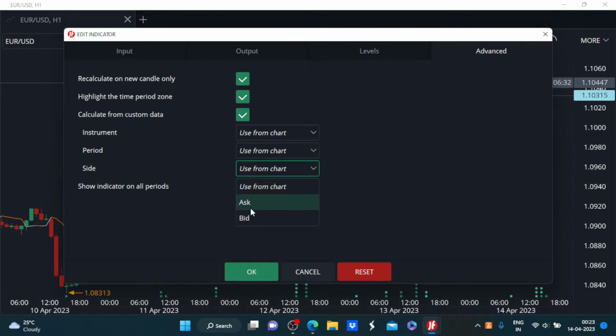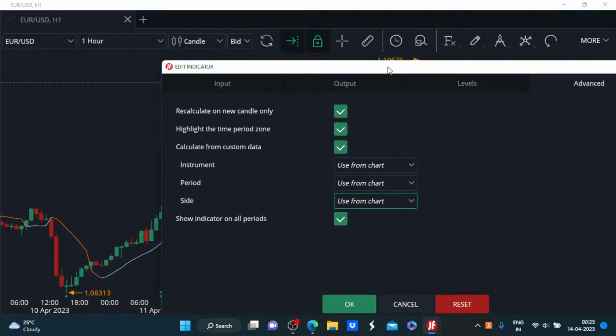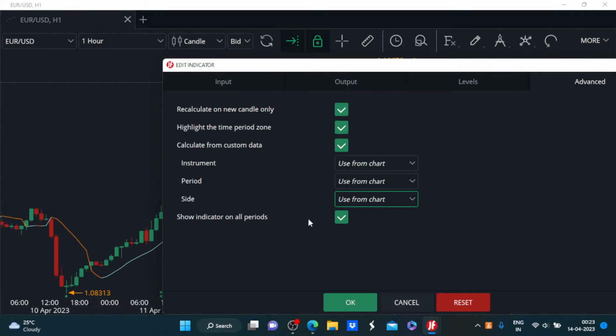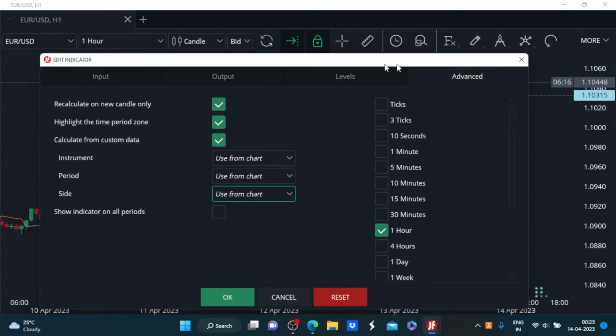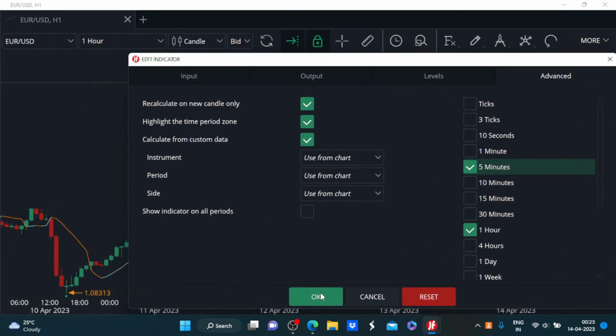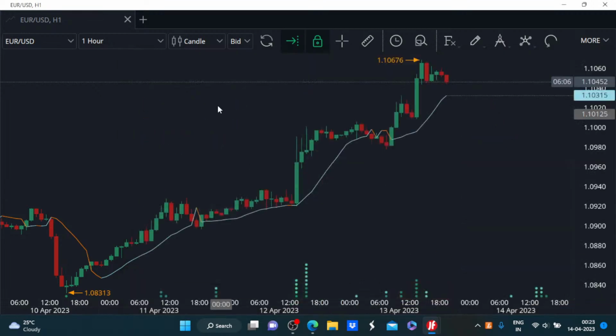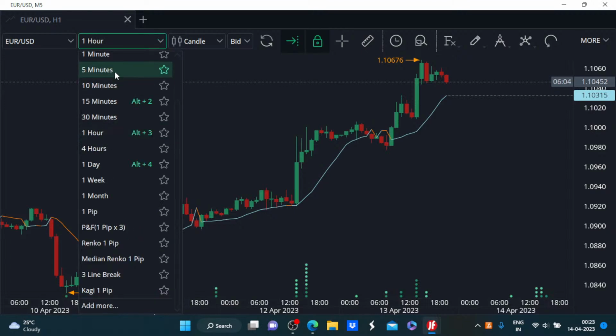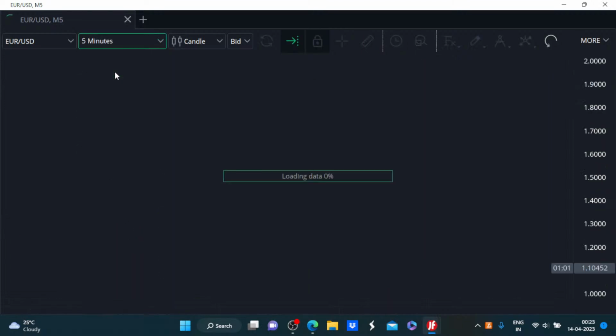Spread side can be ask or bid, so two options are here. You can vary your spread side. Show indicator on all the periods. You can have this indicator available on all the candle periods whenever you change the candle period from the chart, or else you can specify on which particular candle period you want it, and only on that particular candle period you will have it. So here I have chosen 1 hour and 5 minutes, so only on these time frames, 1 hour and 5 minutes, we will have this formation in place.